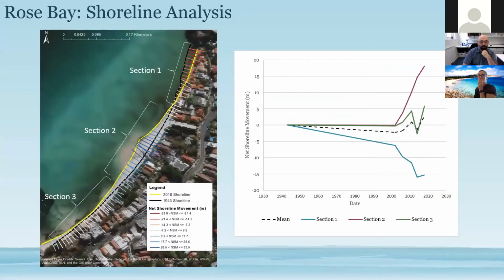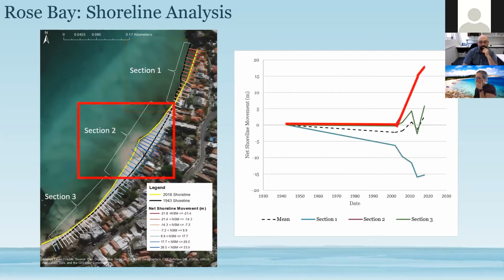Finally, looking at the decadal analysis, section 1 was the only section of Rose Bay to have receded over the past 75 years, receding an average of 15 meters behind the 1943 shoreline with a rate of 0.21 meters per year. The greatest period of recession was between 2011 and 2014. And although from 2014 there has been some progression, with this little tick up here, the general trend for this section is still overwhelmingly recessive.